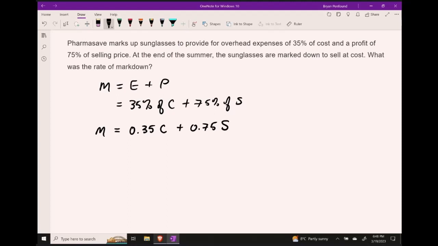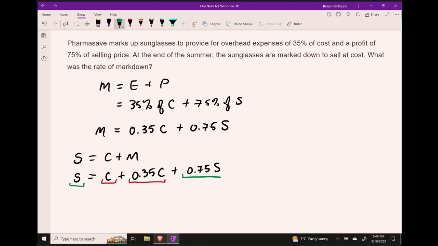Now this doesn't look particularly helpful until we go back to our S is equal to C plus M equation. Right, our selling price is the cost price plus the markup. So selling price is equal to cost plus 0.35 of the cost plus 0.75 of the selling price. And so now we have some like terms that we can work with. I'm going to highlight them in different colors.